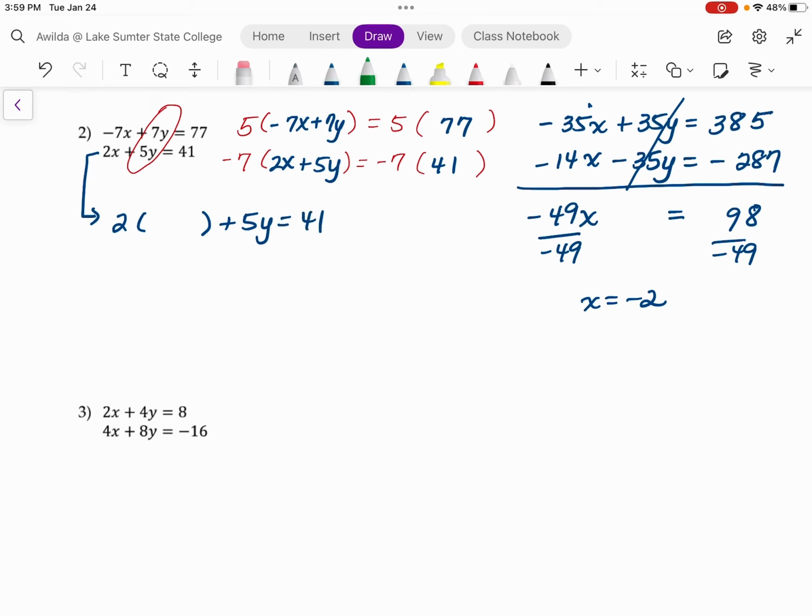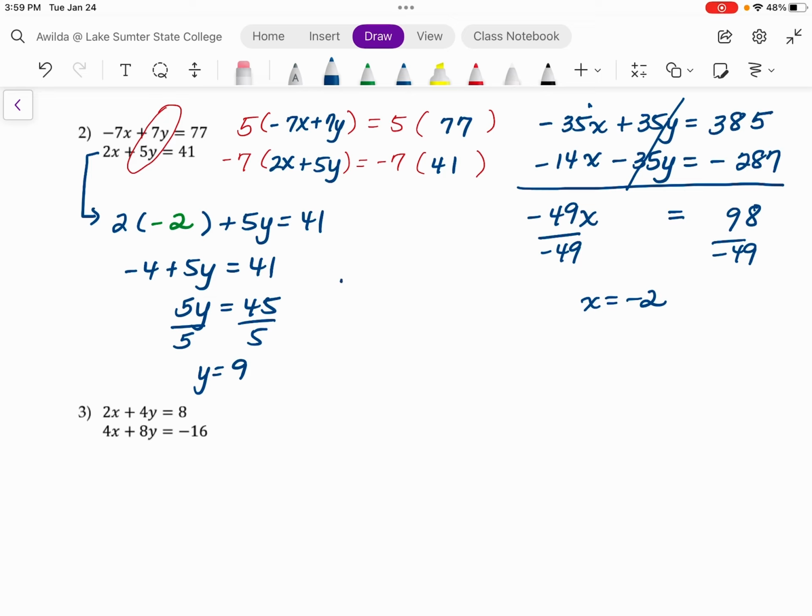Well, we found out that x has a value of negative 2. So as we simplify this, we have negative 4 plus 5 times y equals 41. Adding 4 to both sides gets us to 5y equals 45. And then finally, dividing both sides by 5, we find that y must equal 9.